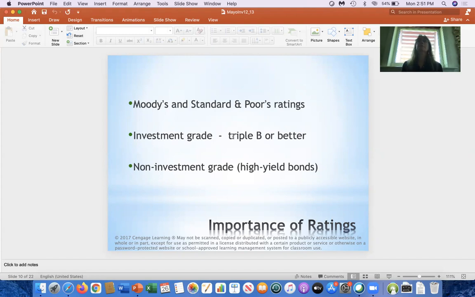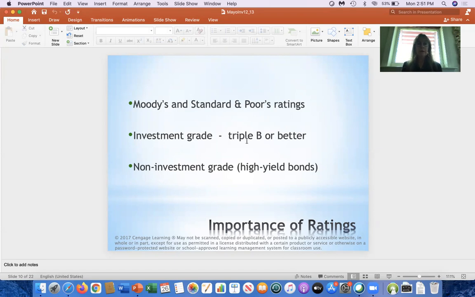So let me think of some examples. Walmart, ExxonMobil, Johnson & Johnson, companies that are very, very solid would be investment grade bonds. IBM would be another example, probably. Apple would be another example. So Amazon, so very stable blue chip type companies would have these investment grade bonds.